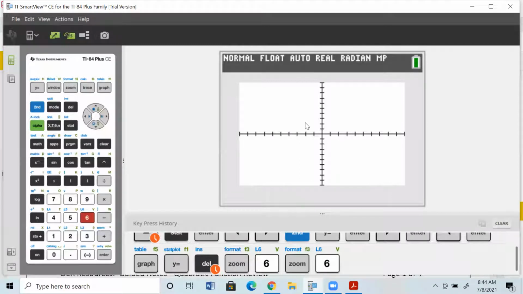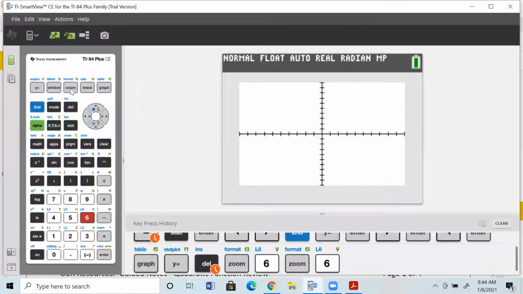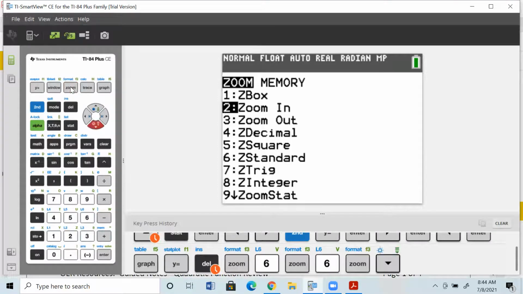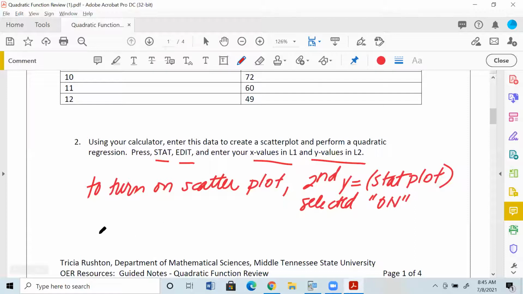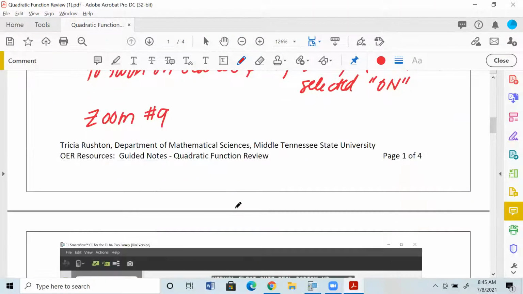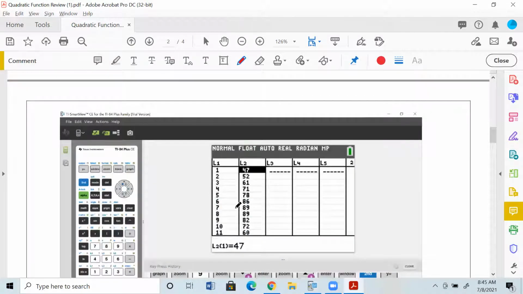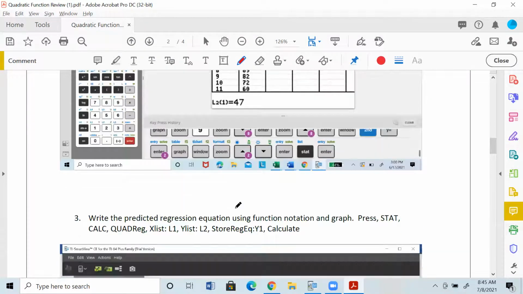So we want to fix this viewing window so that we can see our temperatures. So we would press zoom and option 9, zoom 9. And this would give us a U-shaped curve. We would be able to see our temperatures going up and down. So again, back to my notes here. I turned on the scatter plot and then I pressed zoom and number 9 so that my data is centered. There's a couple of snapshots in here if you want to refer back to these.